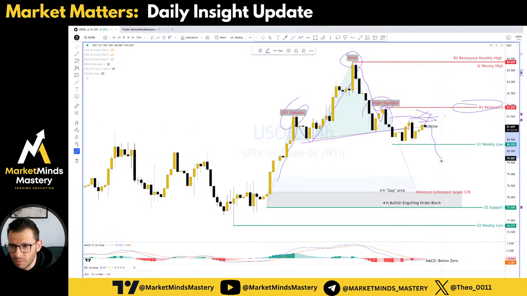Okay, we want to see the price continue moving lower, and if the price drops, then the target is going to be $78. That's the minimum target.